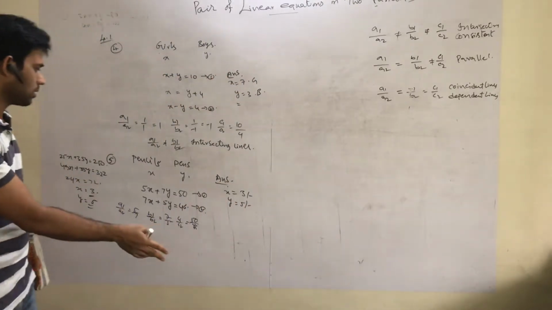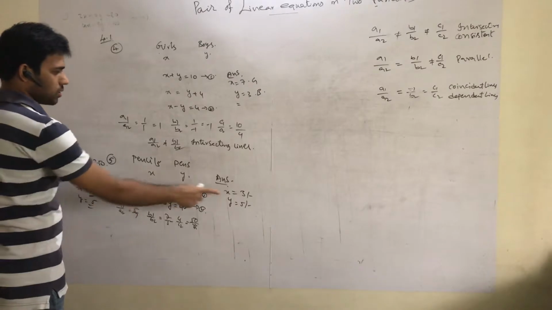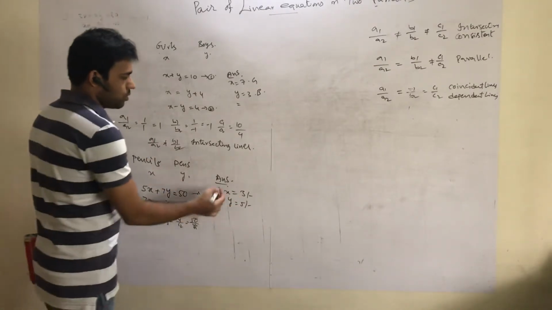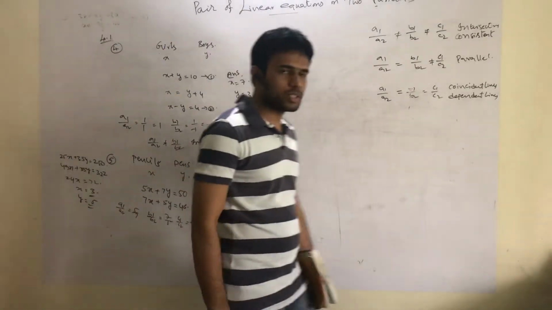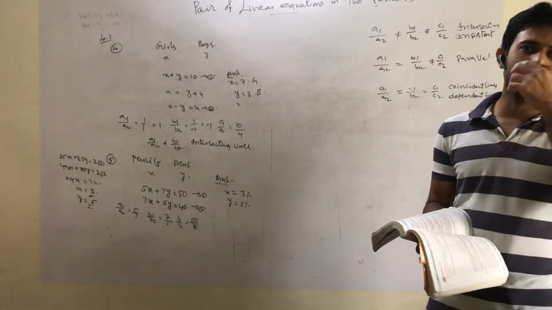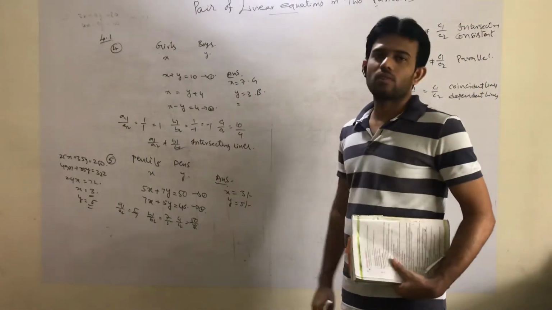You can validate this also. 5 pens and 7 pencils: 5 times 3 is 15, plus 7 times 5 is 35, so 15. Okay, so this is the answer. A pencil costs 3 rupees and a pen costs 5 rupees. And the answer given in your exercise is wrong. So it is 3 rupees and 5 rupees.